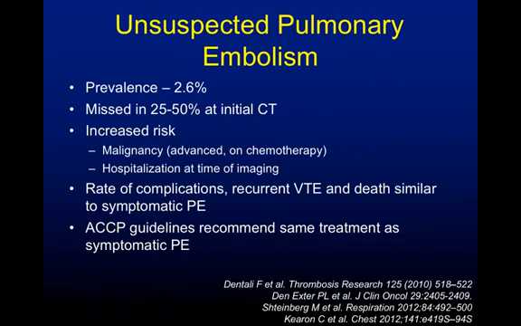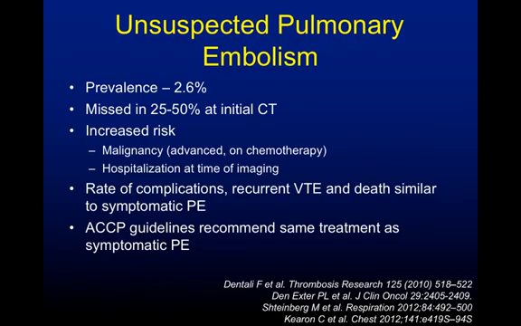So now let's talk about unsuspected pulmonary embolism. The prevalence is 2.6% of CTs. And we find that at least 25 to 50% of these are missed on the initial CT examination.